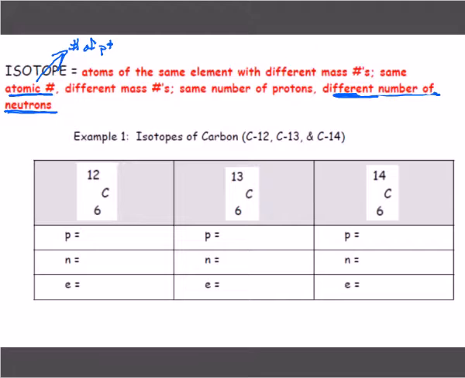Do neutrons have a charge? No, so they're not necessarily affecting the chemistry of it or the balance of charge. It's just there to help it. So we got 3 isotopes for carbon.